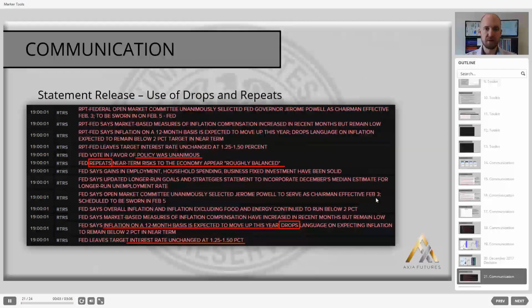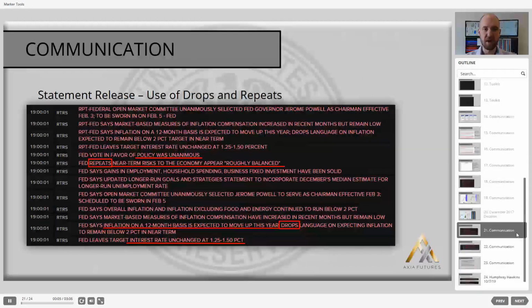You get a much more limited release when you don't have the staff economic projections. And what can help you out here is the newswires will often put in a reference to drops or repeats. So this immediately draws your eye to where you need to be looking. If they use the phrase drop or repeat, then you know that something has possibly changed and gives you a clue as to where there could well be a trade.